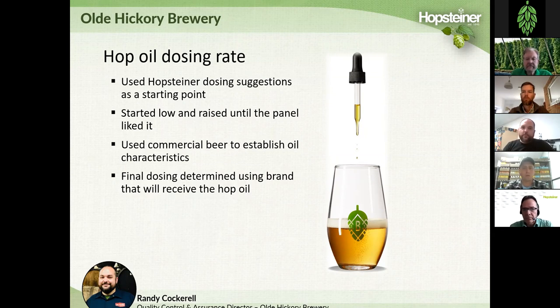When we were first using the oils, we used some commercial, light-bodied American lager to get an idea of what the hop oils individually were like. And then we did final dosing experiments and flavor panels with the actual brand that would receive the hop oil.